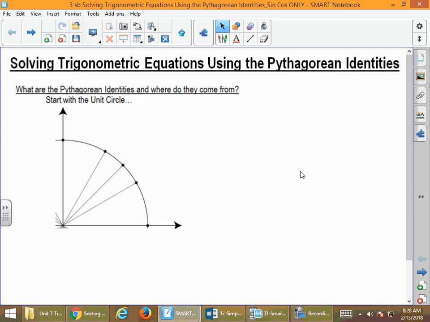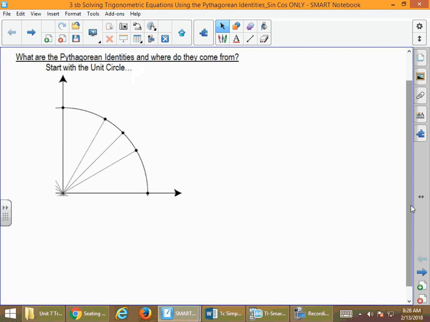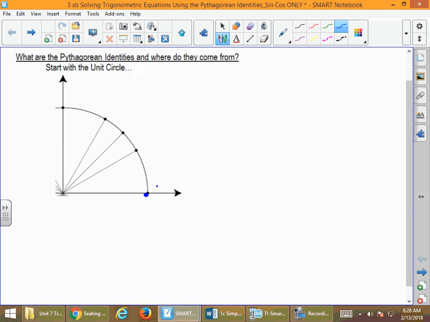what you may remember, a couple of things, is that this point here is not 0, 1, it's 1, 0. And it actually is our 0, and if we come around full circle, we get the 2 pi. We've got the pi over 6, which has the values of radical 3 over 2 and 1/2.